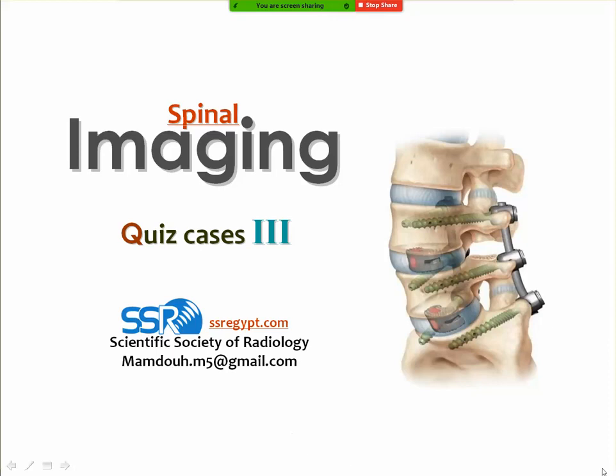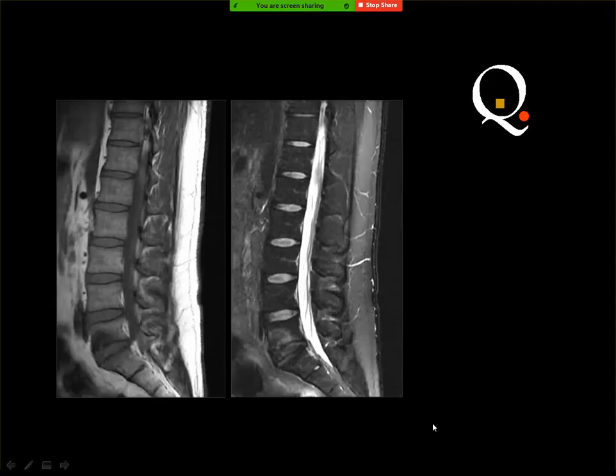Then we'll start with the first case, and here you can see an MRI T1 weighted image and T2 of the spine. Can you see the lesion? Anybody? Modic type 2. Yes. Where? In L5S1. Okay. And you have it at the lower end plate of the L5.